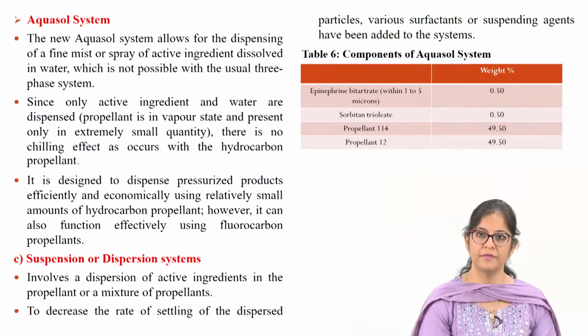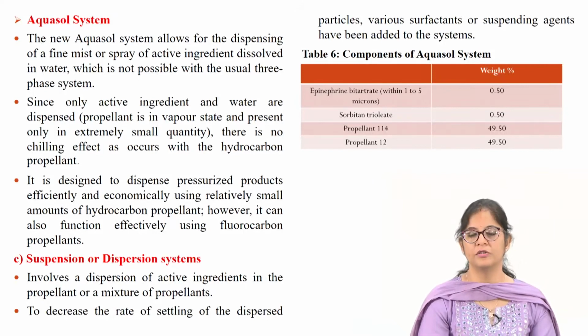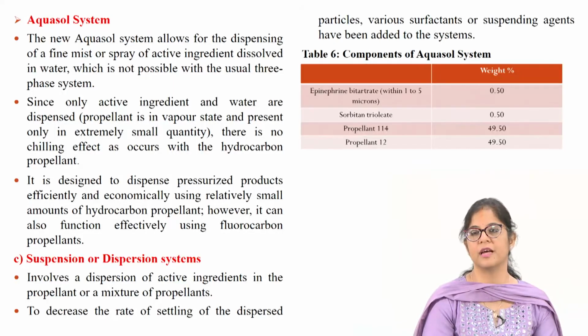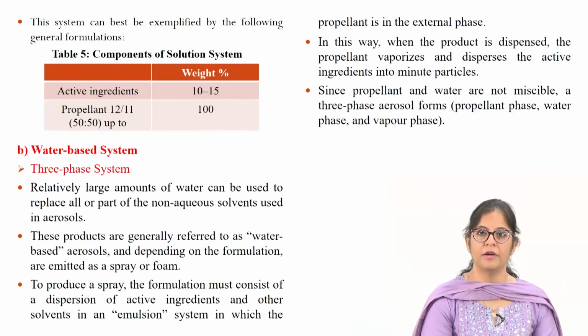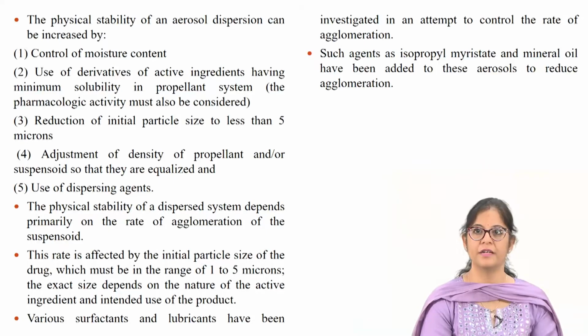Suspension or dispersion systems involve a dispersion of active ingredient in the propellant or a mixture of propellants. To decrease the rate of settling of the dispersed particles, various surfactants or suspending agents can be added. The physical stability of the aerosol dispersion can be increased by control of moisture content, use of derivatives of the active ingredients having minimum solubility in the propellant system, reduction of initial particle size to less than 5 microns, adjustment of density of propellant so that they are equalized, and use of dispersing agents.